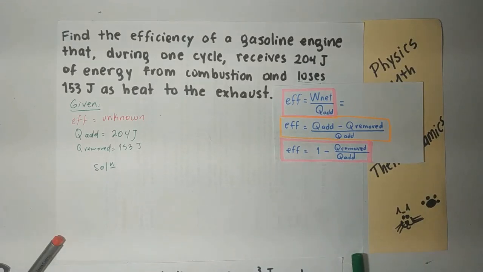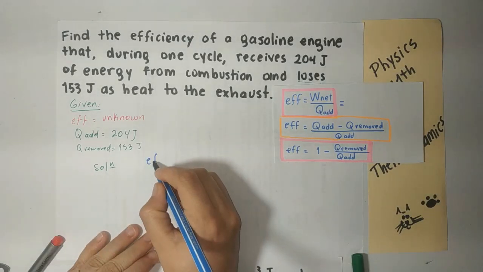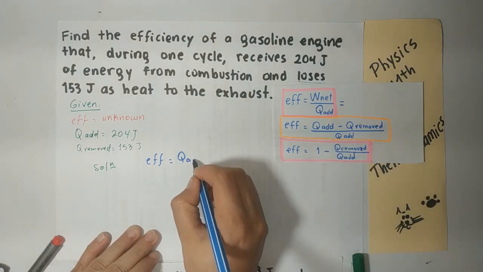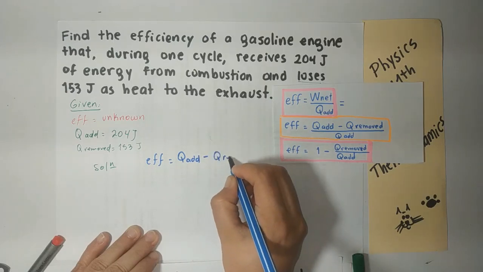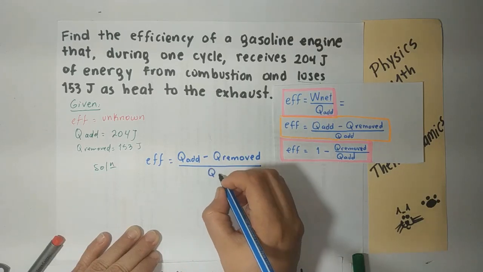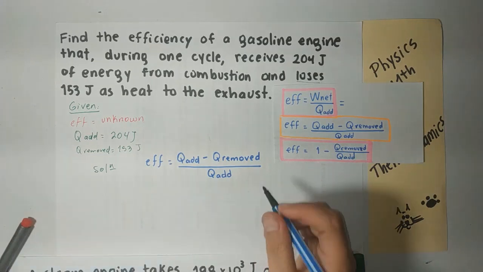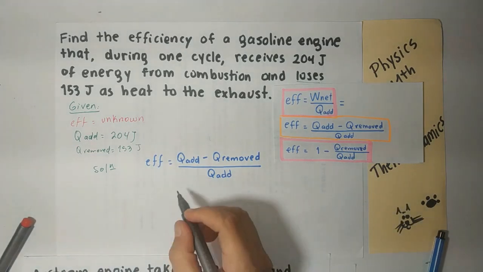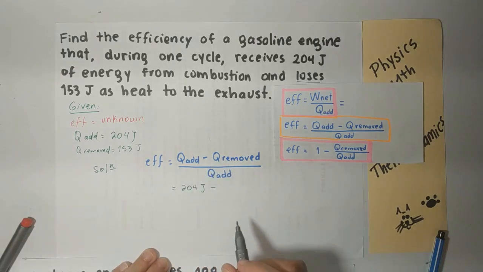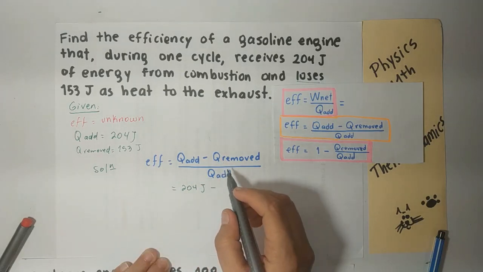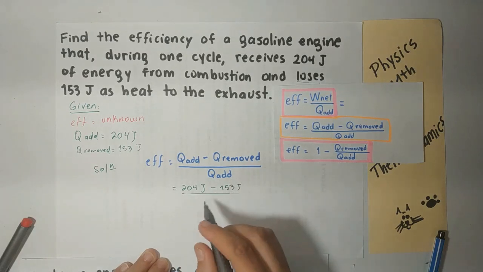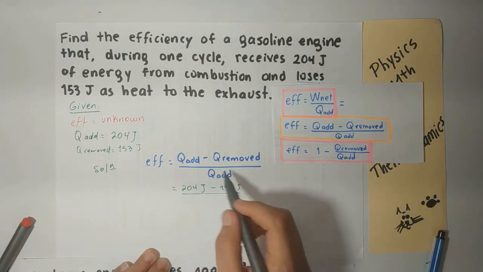Efficiency. We write the equation: efficiency is equal to, I will use the one in the middle, Q added minus Q removed divided by Q, or heat added to the system. Now let's plug in the values that we have. The Q added was 204 joules minus, from the formula, the Q removed was 153 joules, and the heat or the energy added to the system was 204.